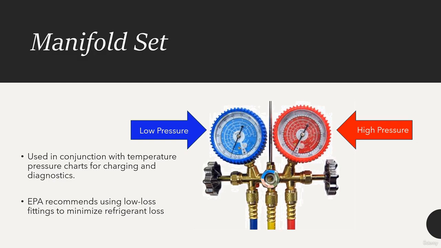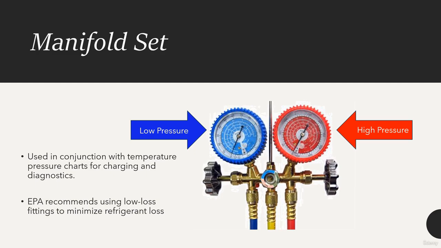Step 4 is reading the high pressure gauge. This gauge measures the pressure of the refrigerant leaving the compressor and entering the condenser. The pressure indicated on the high pressure gauge will vary depending on the type of refrigerant, the ambient temperature, which is the outdoor temperature, and the system's design. It will typically be higher than the low pressure side.